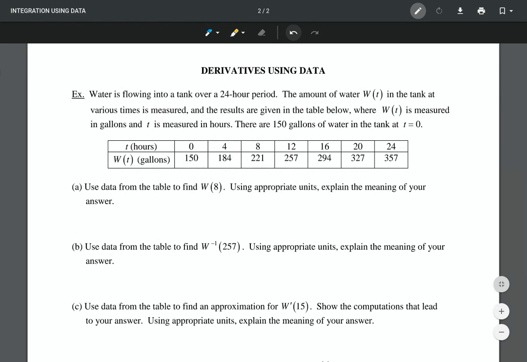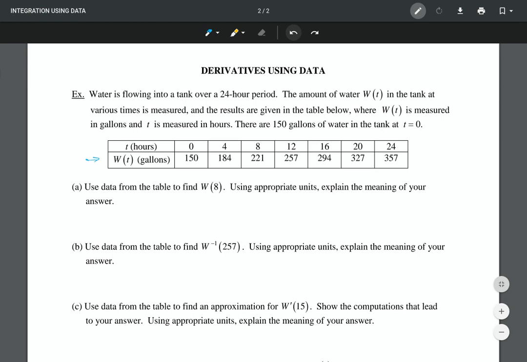Notice that this right here represents the amount of gallons. Okay, they're going into a tank. Now, there are 150 gallons of water in the tank. So it almost looks the same, but see that number is already here. So that's already given to us. All right, so let's just read the problem and go on.